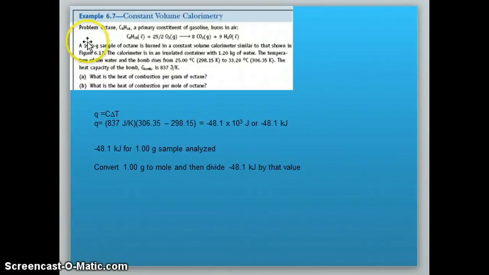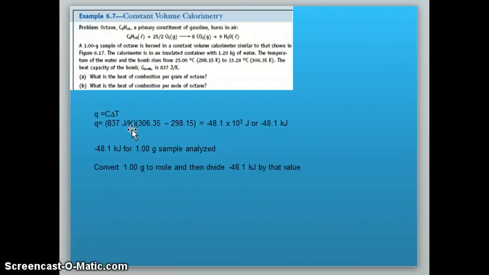Well, they analyzed 1 gram. So if you want to know the heat that's released by that 1 gram that's being burned, you just take the specific heat of the calorimeter and you multiply it by the change in temperature. So it's just 837. You notice that there is not a gram in that unit, so you don't have to account for the grams of water in the bomb.